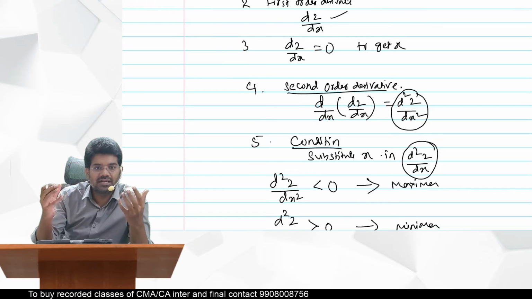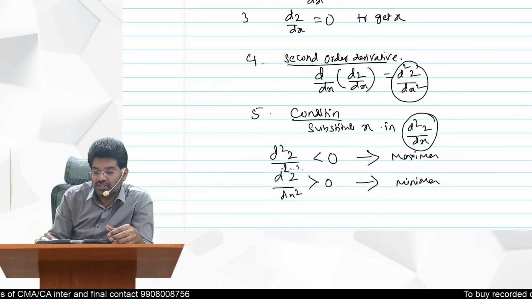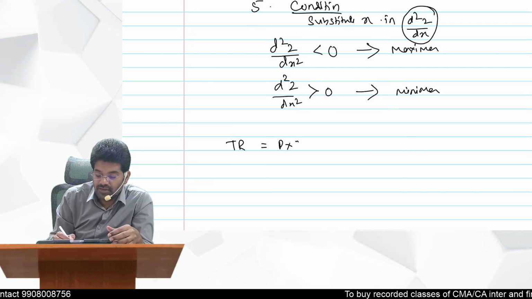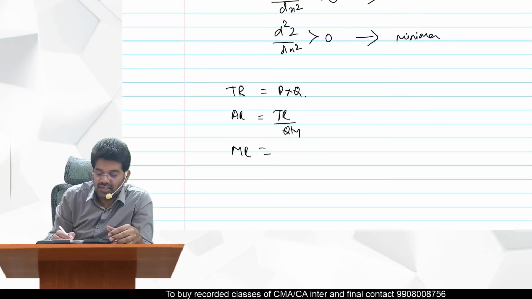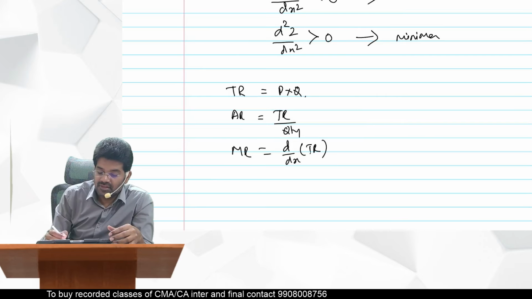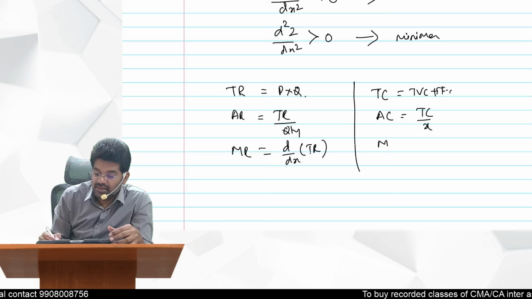In your equation, if you have a single variable, of course formulas also you should know. The next thing we have learned: how do you get total revenue? Total revenue is price into quantity. Average revenue is equal to total revenue divided by quantity. Marginal revenue is nothing but d by dx of total revenue. Next, total cost: total variable cost plus total fixed cost. AC is TC divided by quantity, X, and MC is d by dx of total cost.